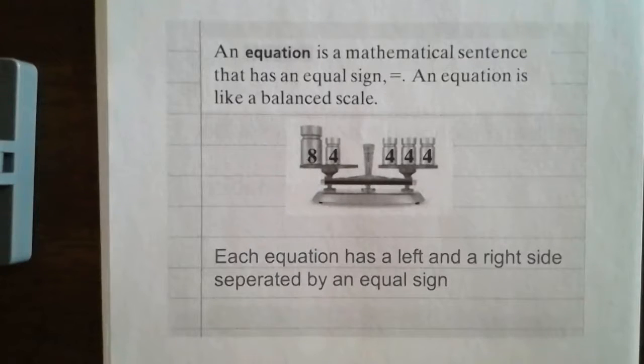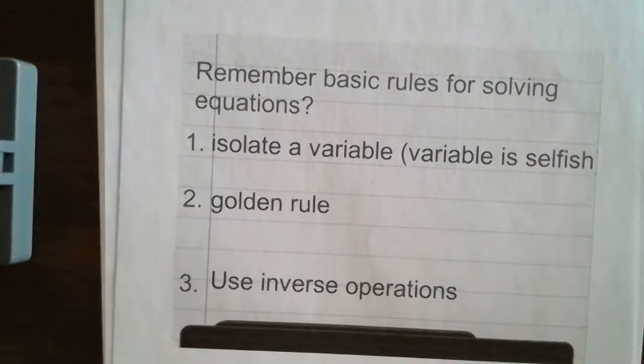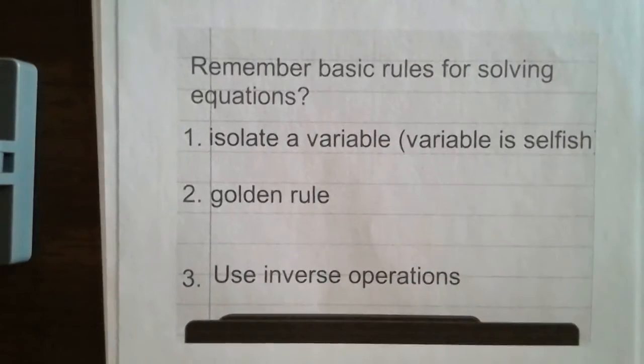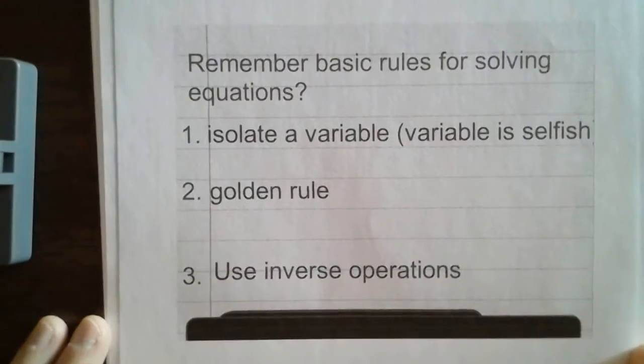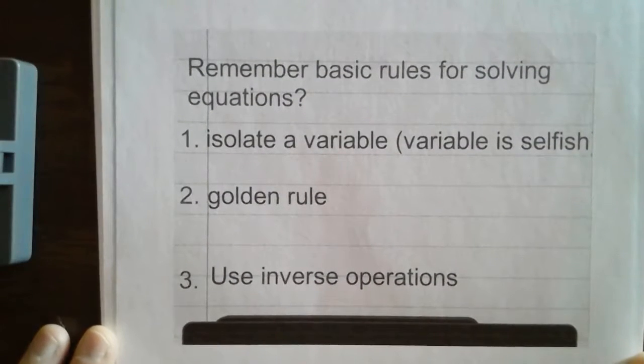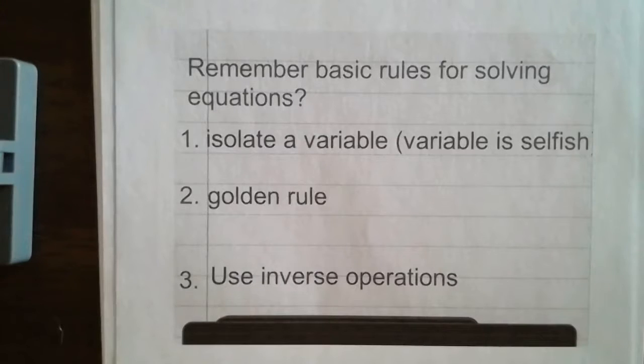Alright, we are going to continue. Next, we have to review basic rules for solving equations. The first one is to isolate the variable. You remember that the variable is selfish. It wants to be on one side of the equation all by herself, okay? It doesn't want any other numbers there. Then we have to follow the golden rule. Do you remember what the golden rule is? That's right. Whatever I do to one side, I do to the other one.